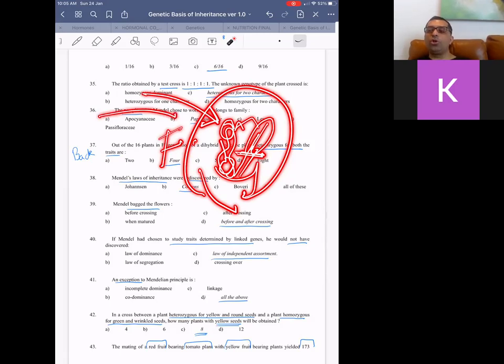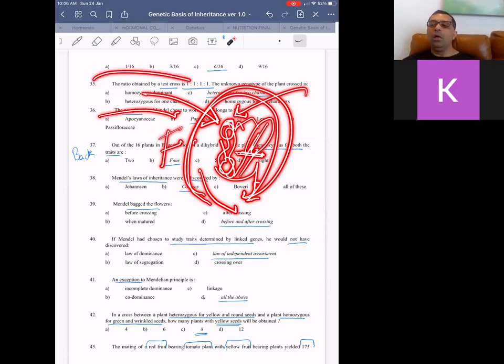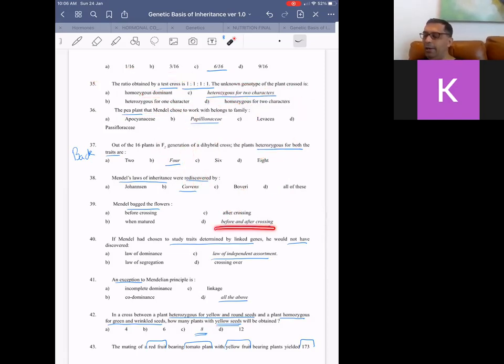So before pollination only he did bagging, and then he removed the bag, put in the pollen grain of the male plant over the female plant, and again did bagging to prevent unwanted cross pollination from some other unknown plant.